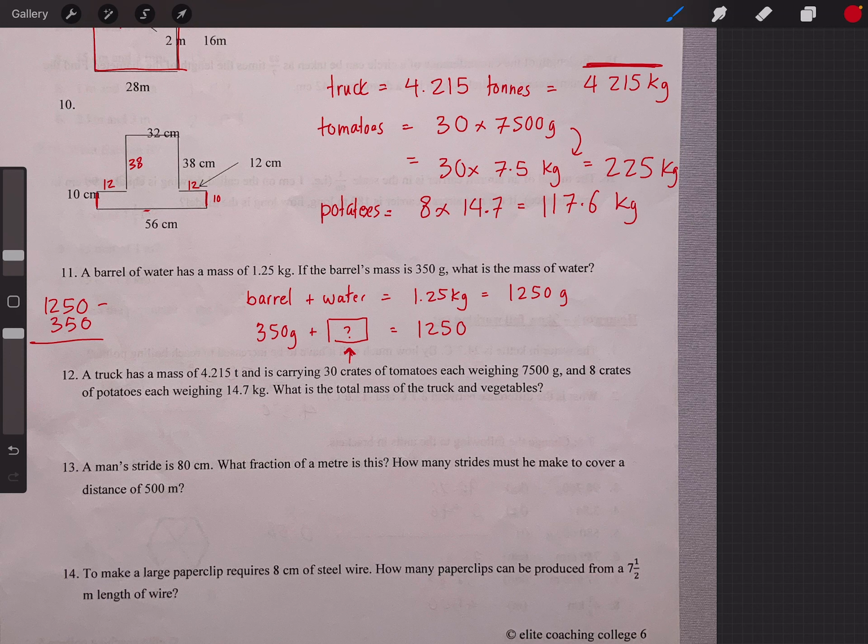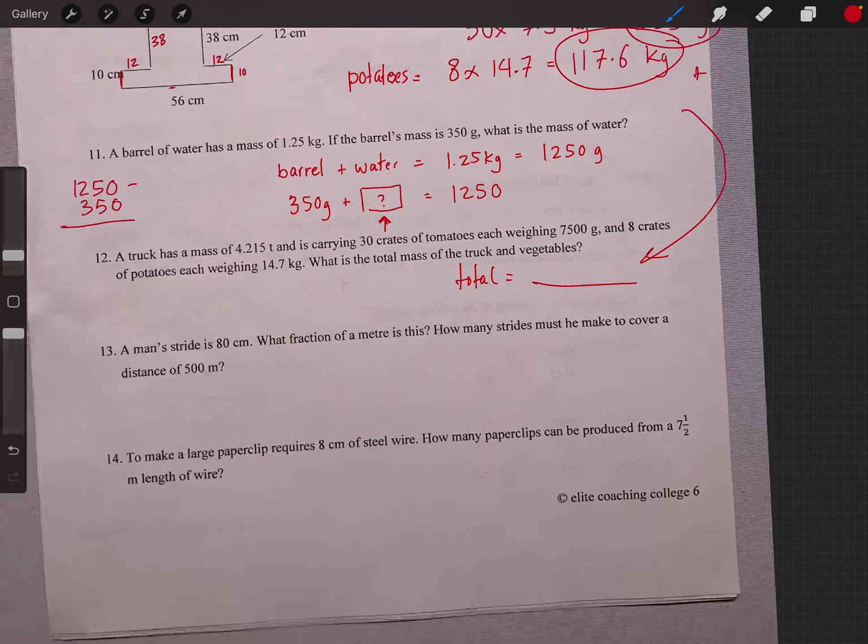It says, what's the total mass of the truck and vegetables? Okay, so you want to find the total mass. You're going to add all this up. That plus that plus that. Add them up and get a total. That number there. Okay, add and add. Alright, you can do that yourself.